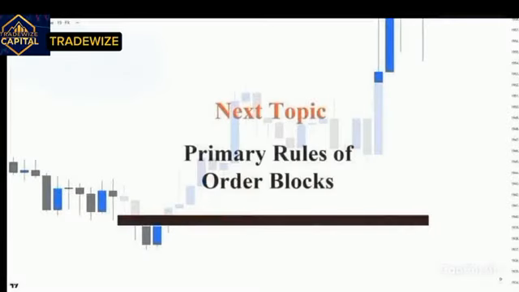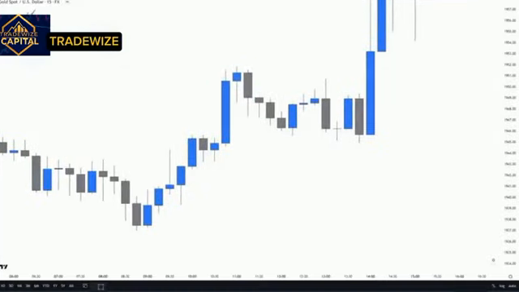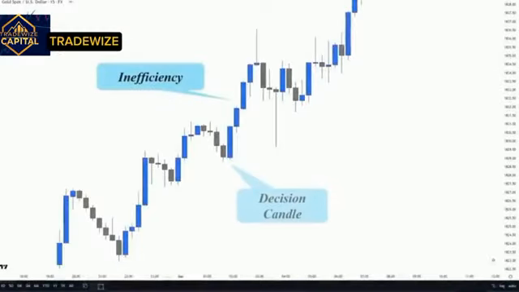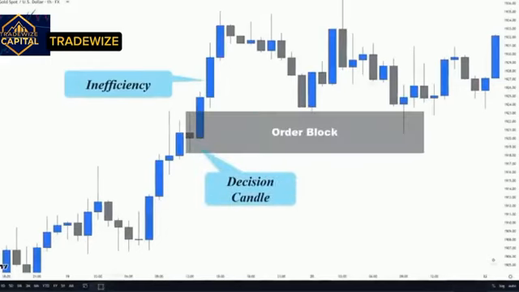first, let me explain some of the primary rules about order blocks and the smart money concepts. Basically, we consider the last candle that created the inefficiency as the order block zone, which we believe that the decisions are made during this candle. Sometimes, order blocks are at the start of an impulsive move, and sometimes in the middle of the movement in the form of a candle with the same or opposite color.